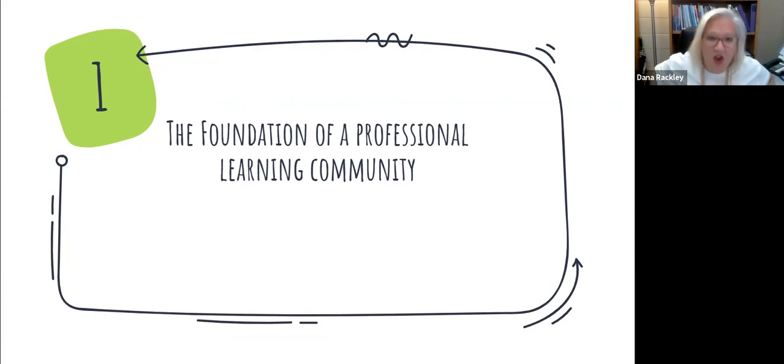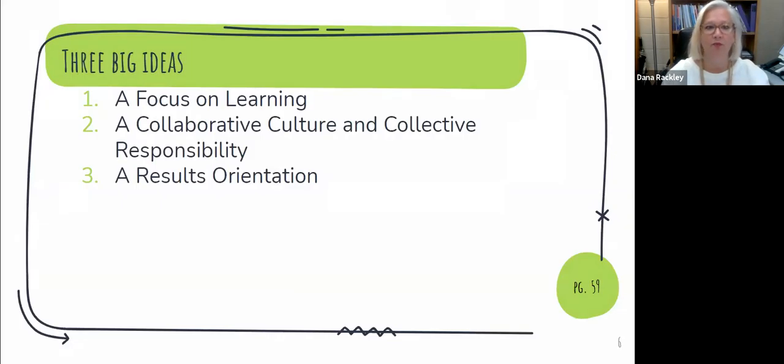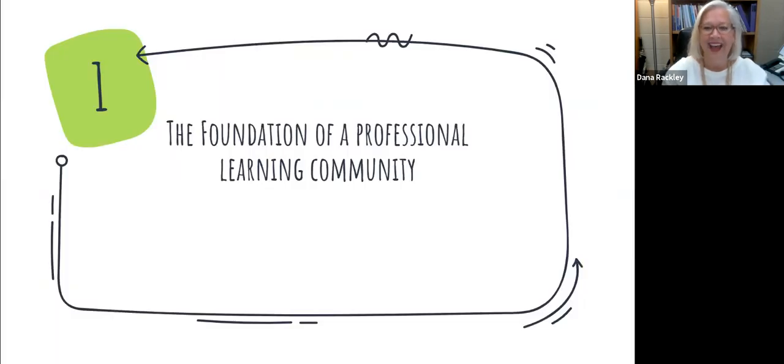Okay, we're going to start with some foundational information, the foundation of the professional learning community. One thing that we need to keep in mind and is often confused is that a lot of people will meet with their grade level team and say, oh, I'm going to my PLC meeting. Well, that's your team meeting. That's part of the whole umbrella of the PLC team.